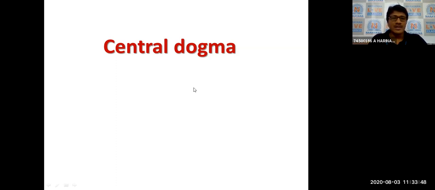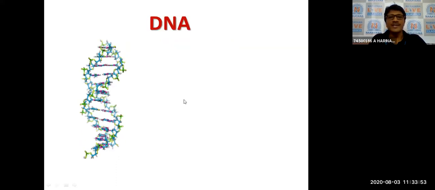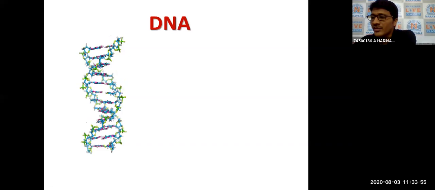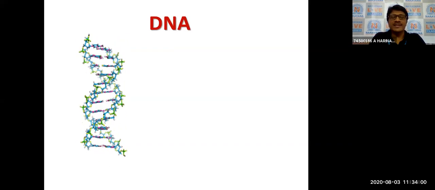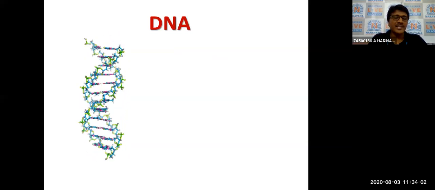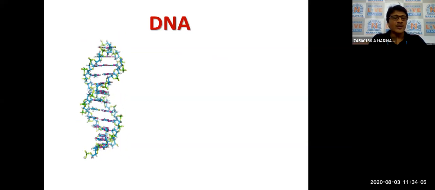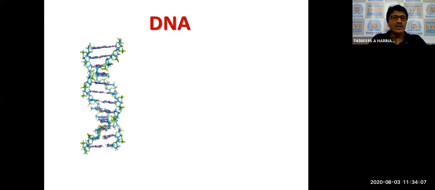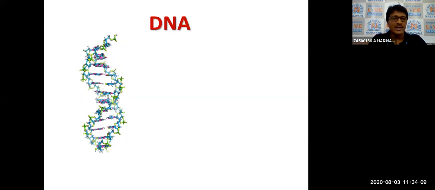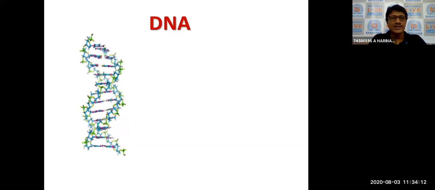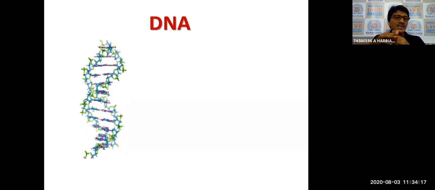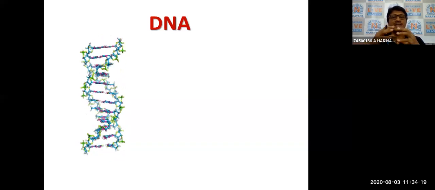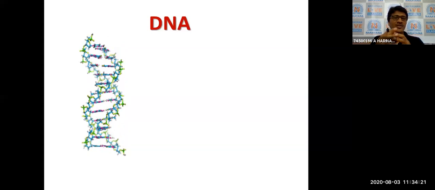The double helical structure of DNA was explained by Watson and Crick based on the X-ray diffraction data produced by Wilkins and Franklin. They are the two scientists who gave that X-ray diffraction data. Based on that data, Watson and Crick explained the secondary helical structure of DNA.